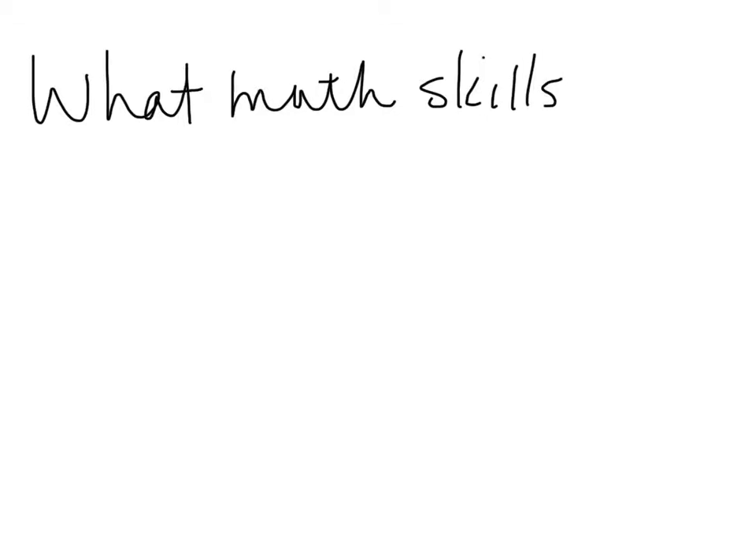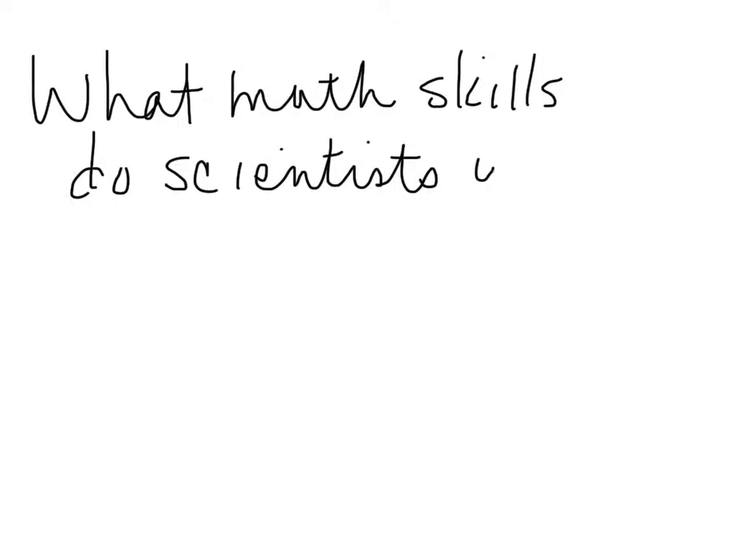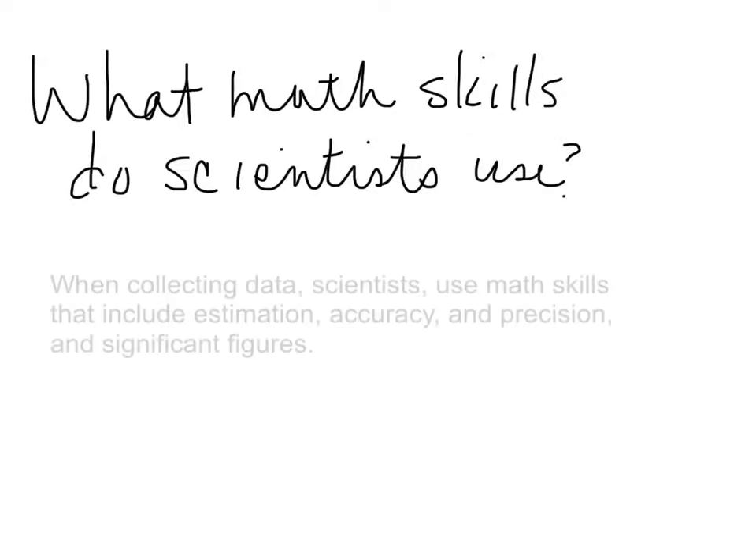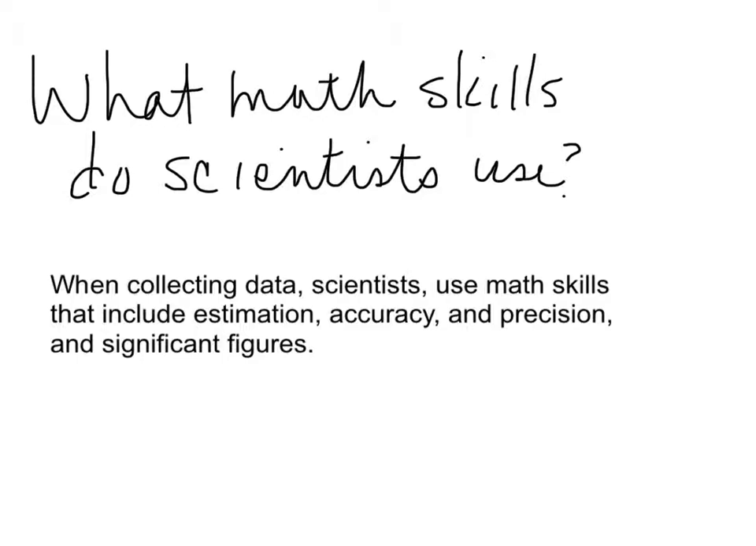So what math skills do scientists use? When collecting data, scientists use math skills that include estimation, accuracy, and precision, and significant figures. Let's look at each of these individually.